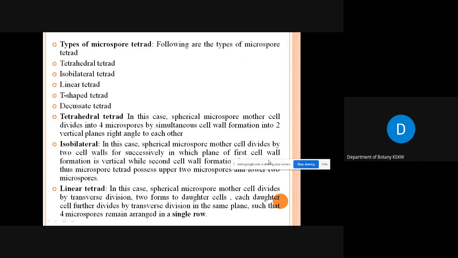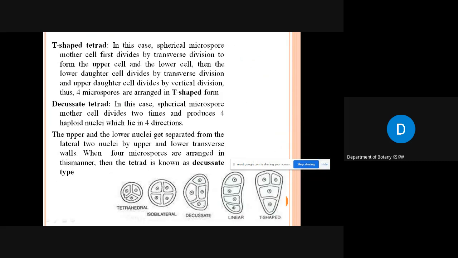Isobilateral. Here, if there is a figure, let us look at the figures. Okay, look at tetrahedral: 1, 2, 3, 4 on that side. Isobilateral: 1, 2, 3, 4. So in 2 planes they are placed.